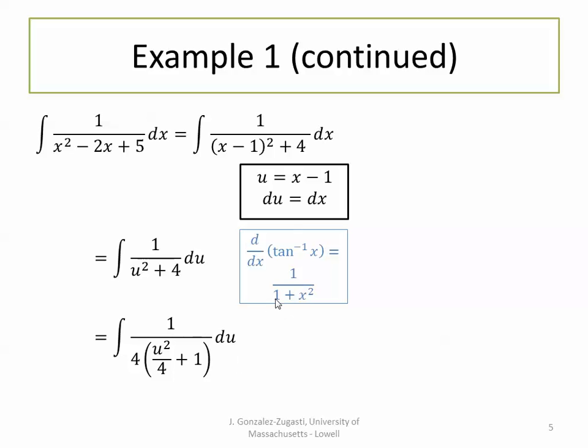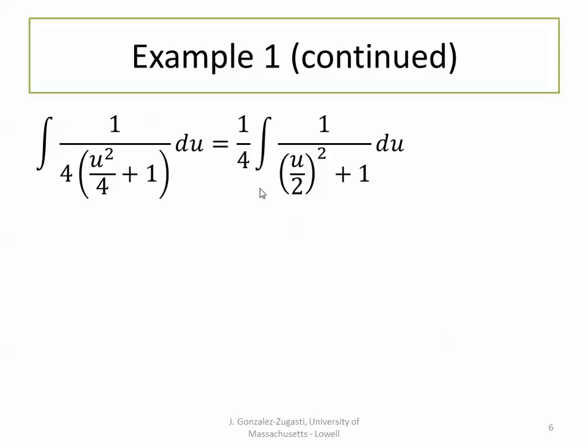And then, what do I want? To make it look like this, I need it to be of the form 1 plus something squared. And right now I have 1 plus something squared divided by 4. That's not going to work. So I'm going to take that and rewrite it as u over 2 all squared.